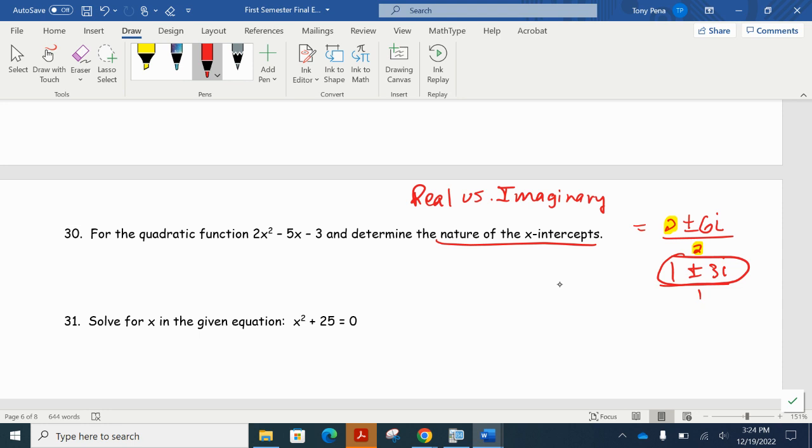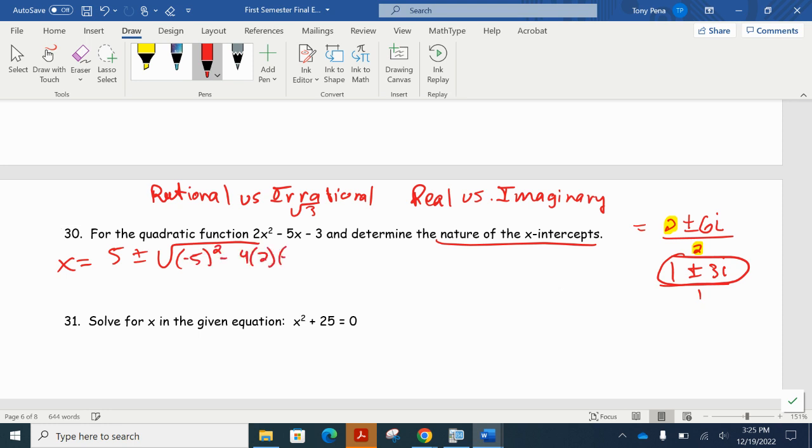And then we also wanted to be able to differentiate between rational and irrational. Irrational are when we get like root 3 that we can't simplify. Those are decimals that never end, okay? So that's what we want to identify here. So I would go about this, I think the easiest way, using the quadratic formula. So 5 is your opposite of b. Negative 5 squared minus 4 times 2 times negative 3. And then all divided by 2 times a.